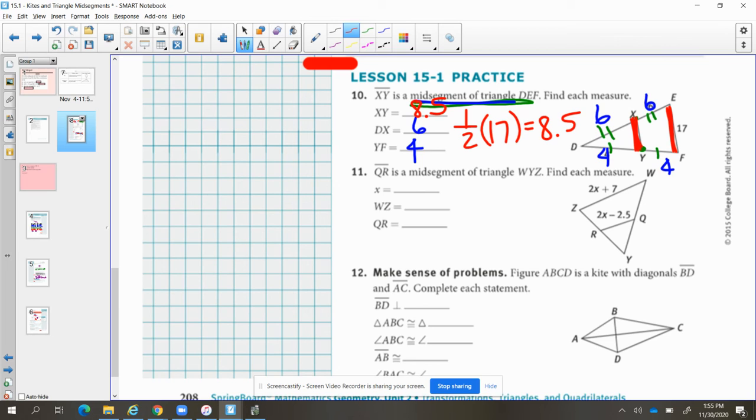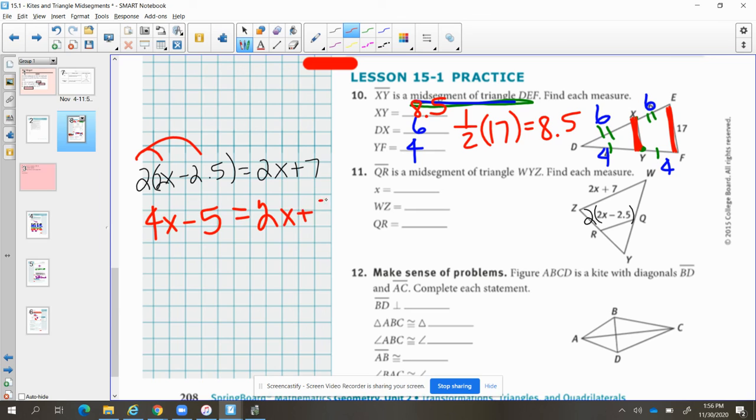Okay. Now, when we are given these problems and their algebraic expressions, again, we know that this midsegment is half of the third side. So what we can do is if we double the midsegment, it would have to equal the third side, right? 8.5 doubled equaled the third side of this triangle. So what we can do to solve this is set this up so that we double the midsegment and set it equal to that third side. And this allows us to then solve for x. So don't forget to distribute.